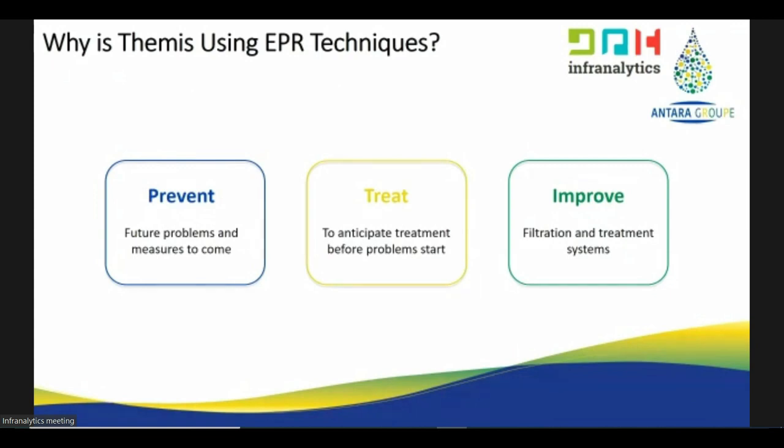And what is nice with all this collaboration and the implementation of the EPR analysis in our lab is we can prevent, treat, and improve. By that, I mean we can prevent future problems and the measures to come. We can anticipate the treatment before the problem starts, and we can improve the filtration and the treatment system.